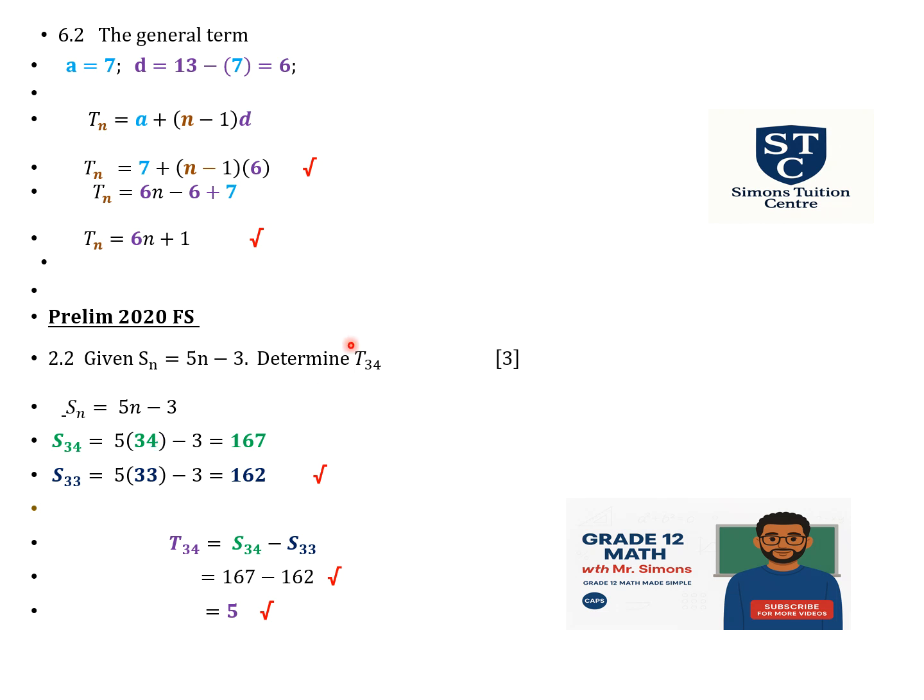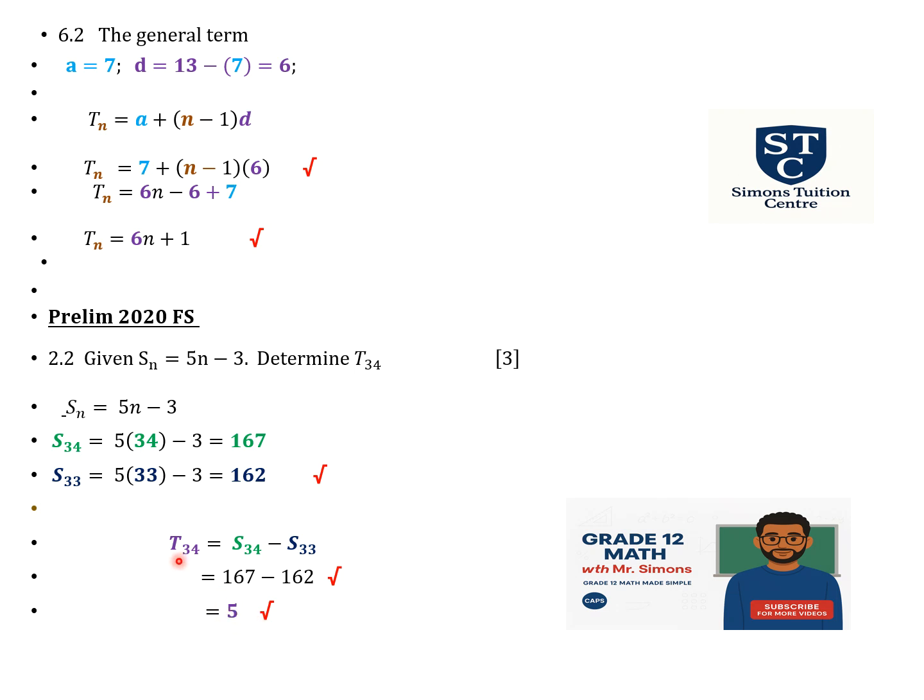So I first find the sum to 34 terms. Substitute in 5 times 34, which is 170, minus 3, which gives me 167. The sum to 33 terms: 5 times 33, which is 165, minus 3, which gives me 162. So term 34, if I give you the Sn formula, will always be the sum to 34 minus the sum to 33 terms. So 167 minus 162 gives me 5. So term 34 would be 5.